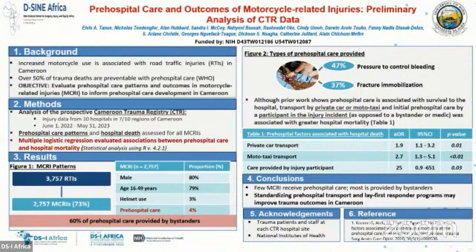Our results, as you can see in figure 1: the majority of the road traffic injuries had to do with motorcycle use, that is 73%. Those mostly affected are males, 80%. The active age group of the population, 16 to 49 years, was mostly affected with 79%. And interestingly, for motorcycle users, only 3% of them had used a helmet at the point of injury.